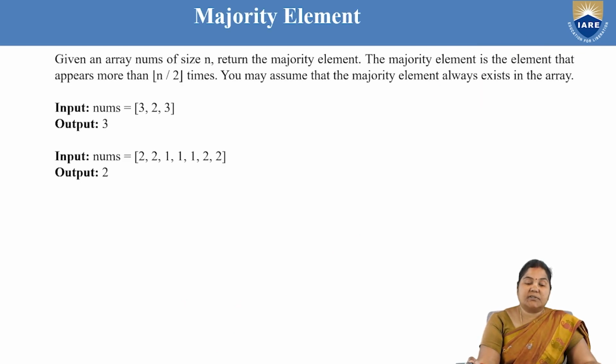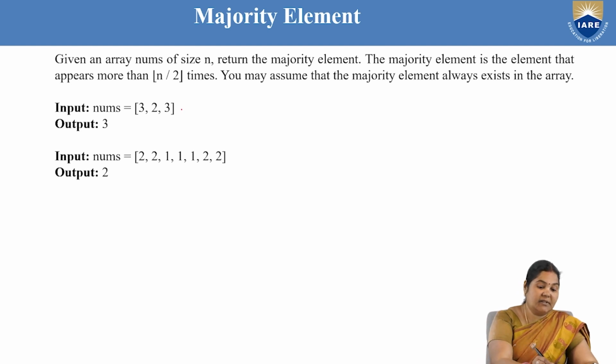Next problem statement is called majority element. Given an array nums of size n, return the majority element. What do you mean by a majority element? The majority element is the element that appears more than n by 2 times. If an element appears more than half of the times, then that element we call it as majority element. You may assume that the majority element always exists in the array. Okay, the element which is the majority element is also existing in the array.